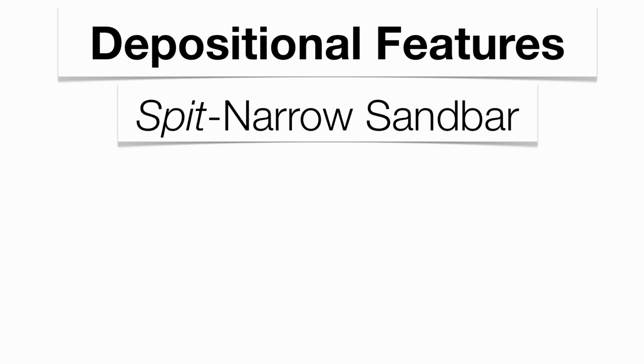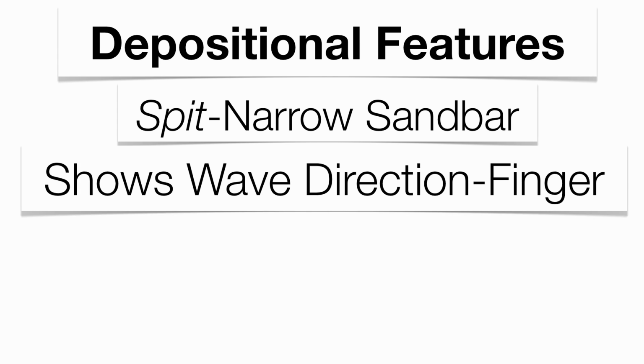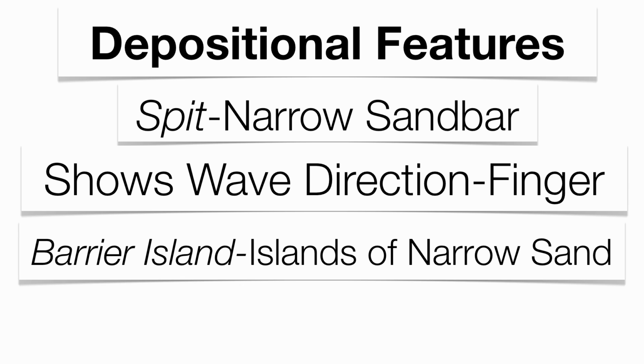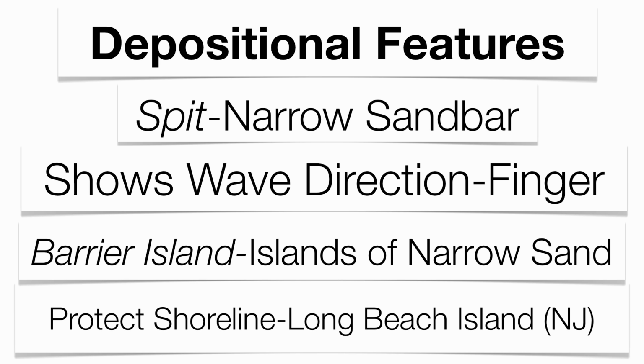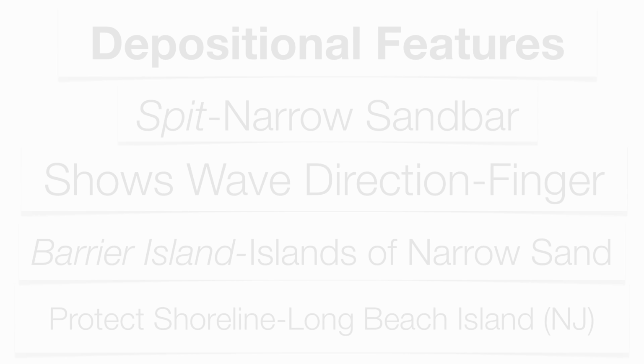Now, you do have some depositional features that we need to kind of talk about. One is what we call a spit. That's going to be a narrow sandbar that almost acts like a finger, and it shows the wave direction. And also barrier islands, which are narrow bands of sand that can extend for hundreds of miles along a coastline that basically make a very, very narrow island chain called a barrier island. A good example of this might be Long Beach Island in New Jersey. And these things are actually big enough to actually protect the shoreline.